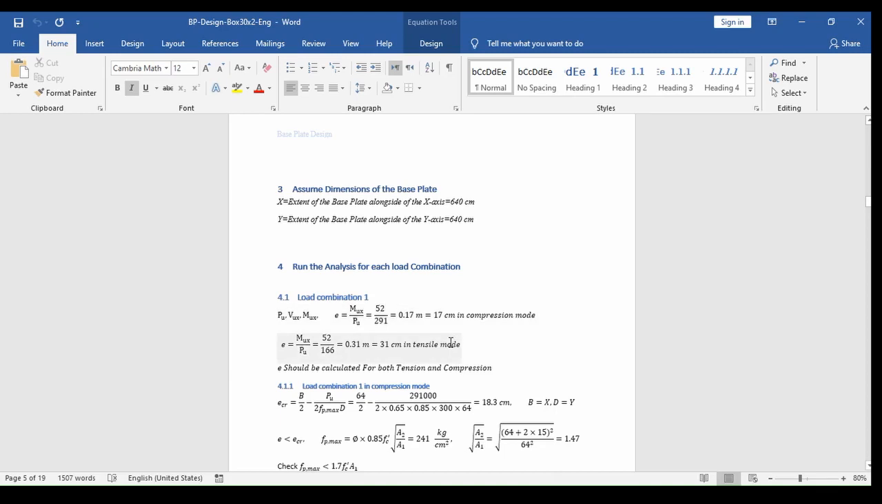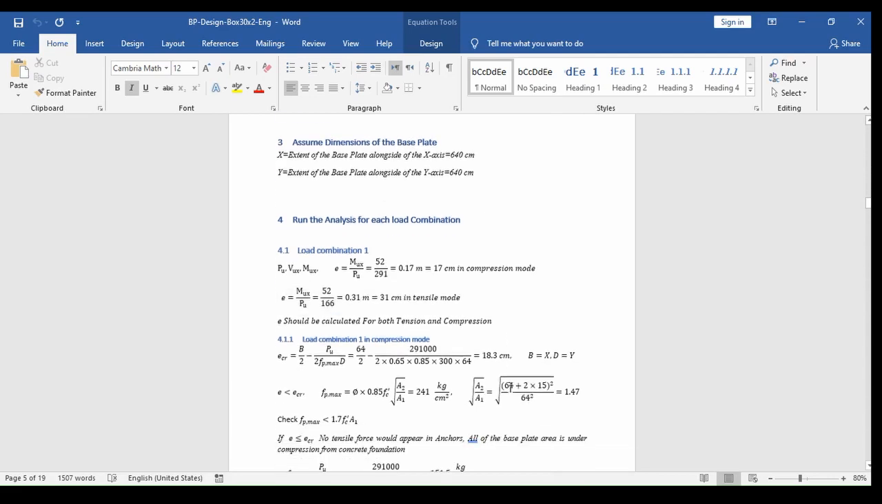I don't want to give too much time to this part because you all are probably here to see the IDEA Statica part. So you can download the PDF from the link in the description down below and deep dive into it to have more insight about the simple procedure to design a base plate. But just a quick review.